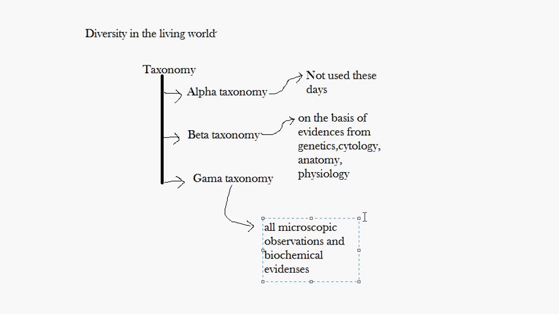Okay, so we discussed the types of taxonomy. Now let us stop here. In the next video, we will discuss the hierarchy of classification. That is, we classify organisms into kingdom, phylum, class, order, family, genus, and species, and we will discuss and define each of them.